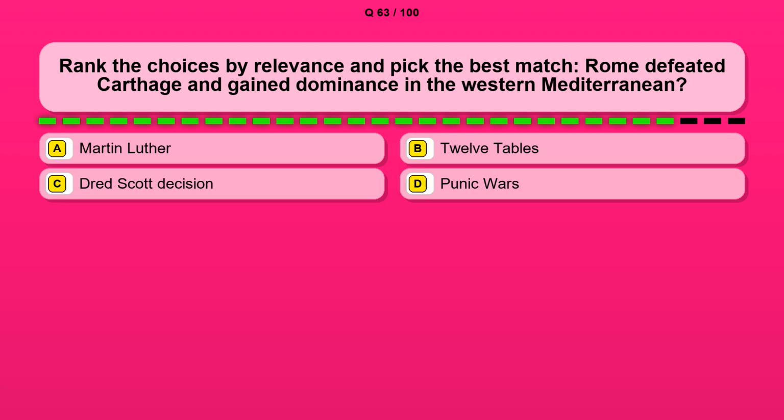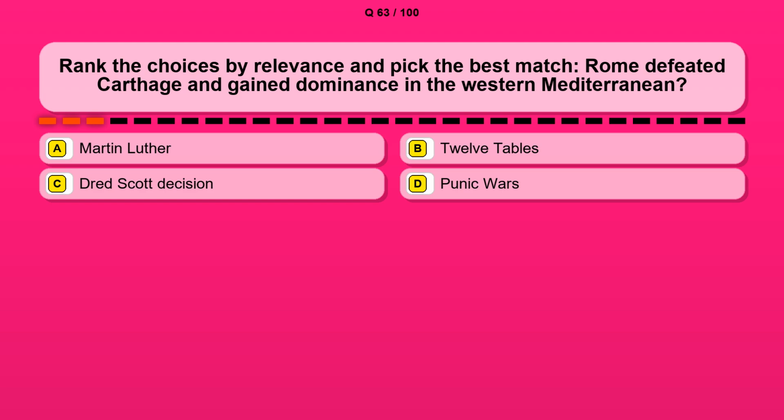Question 63. Rank the choices by relevance and pick the best match. Rome defeated Carthage and gained dominance in the Western Mediterranean? Option A, Martin Luther. Option B, 12 Tables. Option C, Dred Scott decision. Option D, Punic Wars.